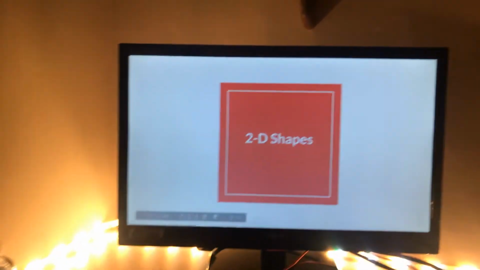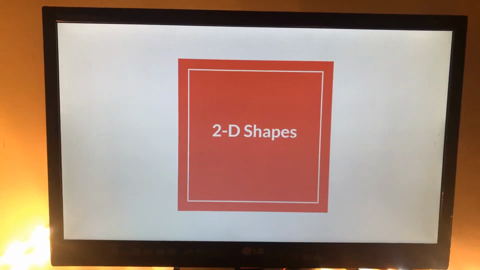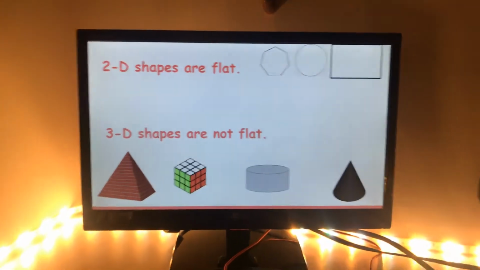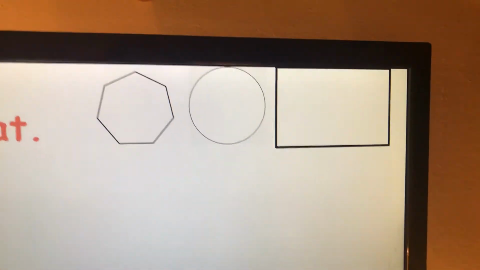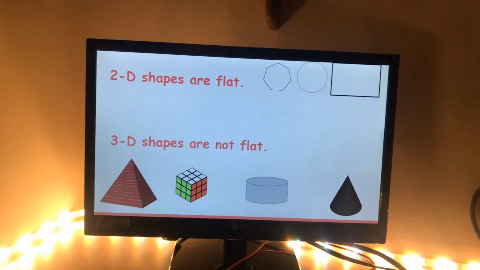Okay, so today we're learning about 2D shapes. This is mostly a review. You should know about 2D shapes by now. But 2D shapes are flat. So it's like they're on paper. They don't come off the paper. They are flat. 3D shapes are not flat.